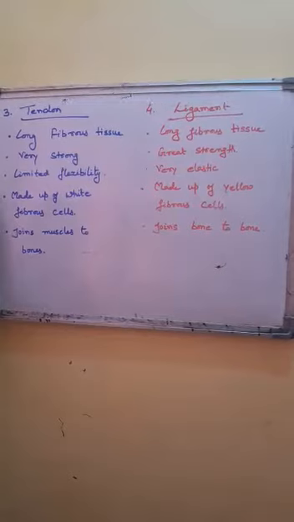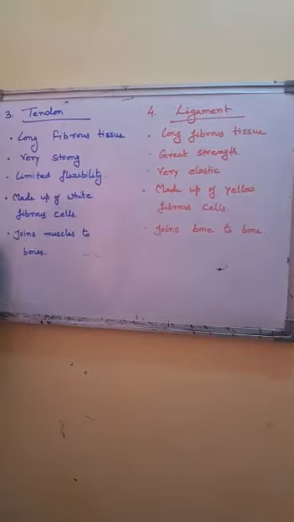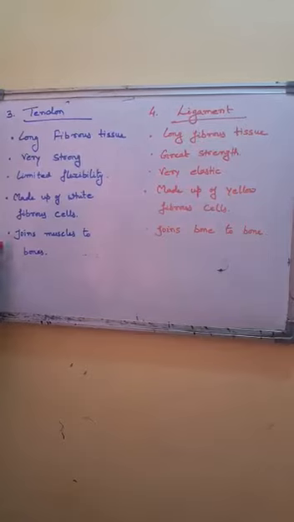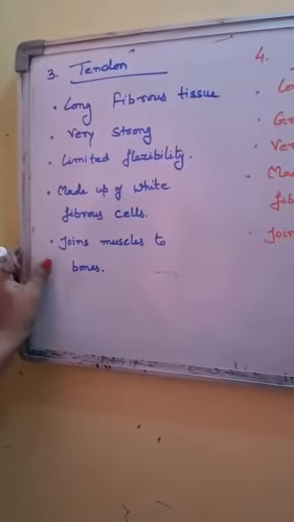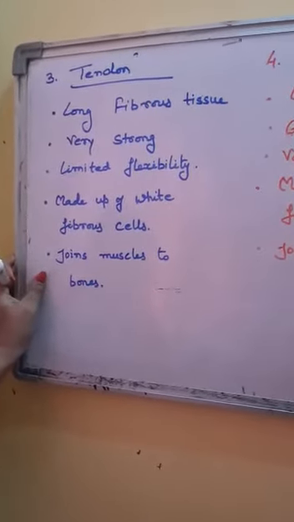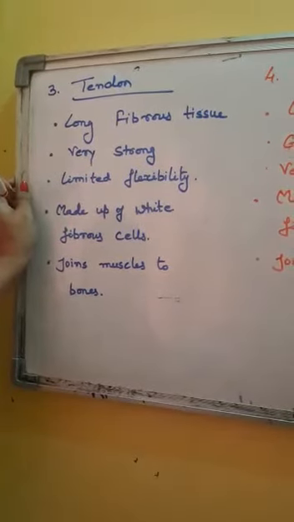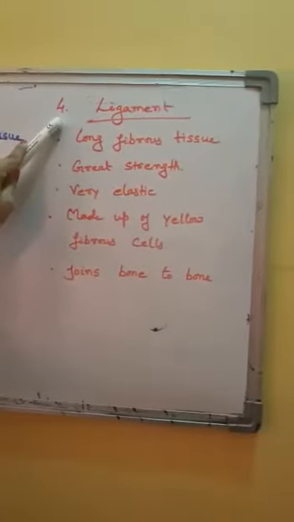These are made up of white fibrous cells and the basic function of tendon is that it joins muscle to bone. So the function of tendon tissue is that it connects muscle to bone. Since there is no need of movement between muscle and bone, it has limited flexibility and is very strong.